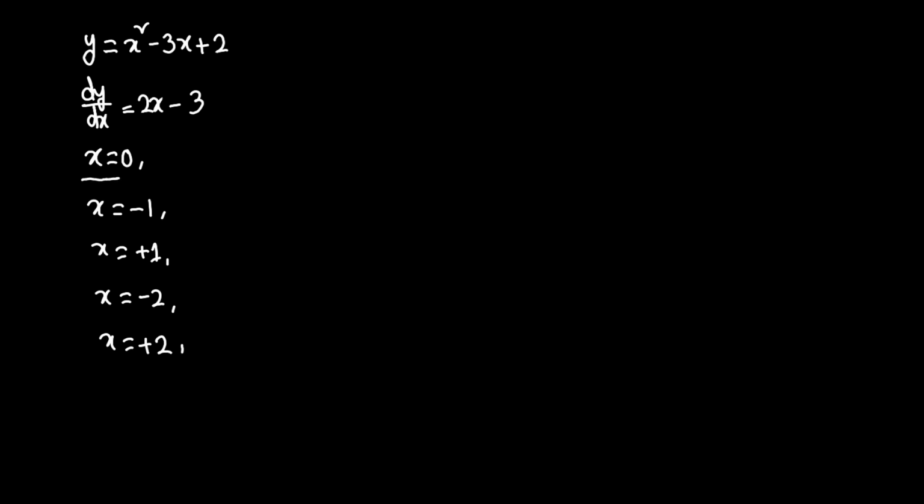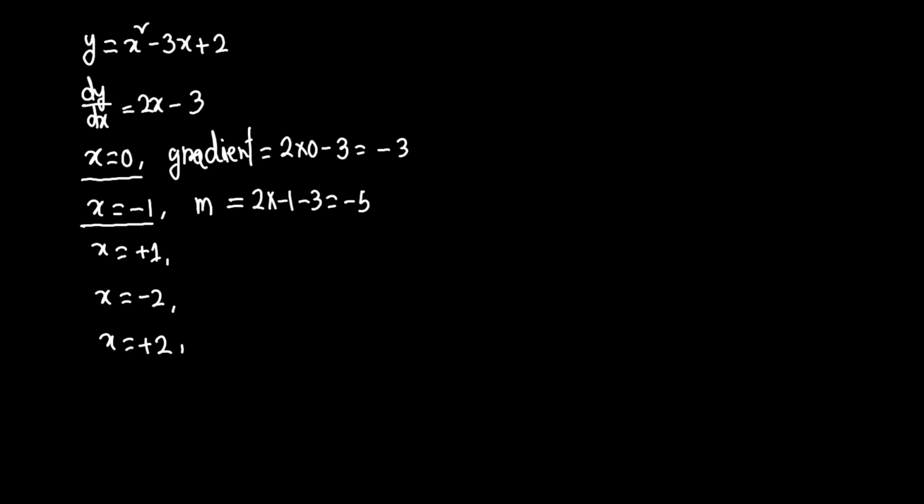For the first part, if we consider x equals 0, then the gradient of the expression we get is 2 into 0 minus 3, which gives us minus 3. Similarly, if we use x equals minus 1, we get the gradient, and we can express gradient as m. M stands for the gradient, we know. So 2 into minus 1 minus 3 gives us minus 5. Later on we will check that value with the calculator.